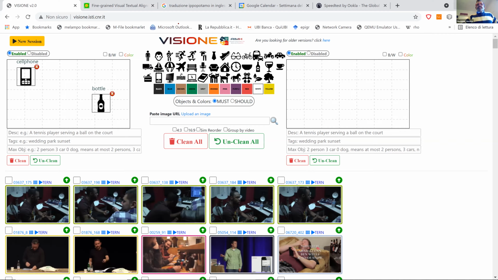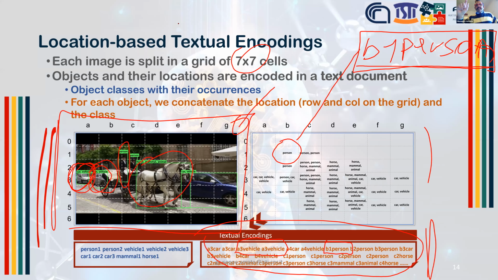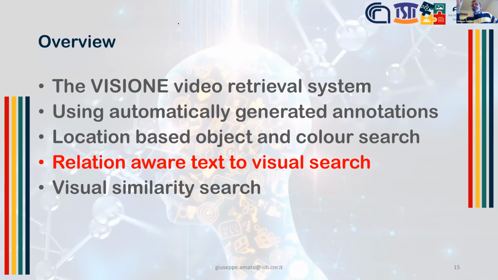Okay, so that was location search by using location of objects. I just discussed objects, but you can also specify a specific color in a specific position of the image. So I want green in the top left corner of the image and red in the bottom corner of the image. But it is similar to objects.